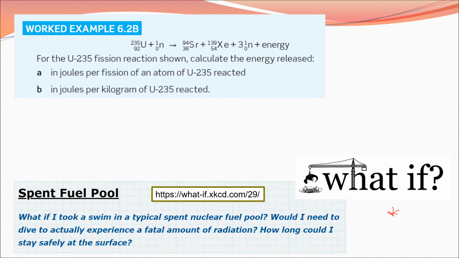Anyway, worked example 6.2b. Here's our equation at the top here. We have a neutron-induced nuclear fission because the uranium is being bombarded with a neutron. So, calculate the energy released in joules per fission of one atom and joules per kilogram. So A is the first option that I had on the previous slide on the left, and B is the one on the right.